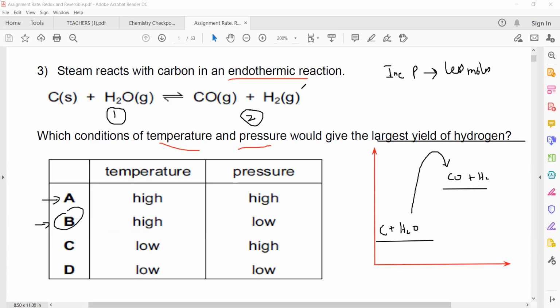Is it clear? Because if I increase the pressure, equilibrium shifts toward left hand side. Equilibrium shifting toward left hand side means the yield or amount of hydrogen will decrease. But I want greater amount of hydrogen, so I should not increase the pressure, so that equilibrium will not shift towards left hand side. That's why we need a lower pressure. So higher temperature and lower pressure will give us higher yield of hydrogen. Any doubt in this part?